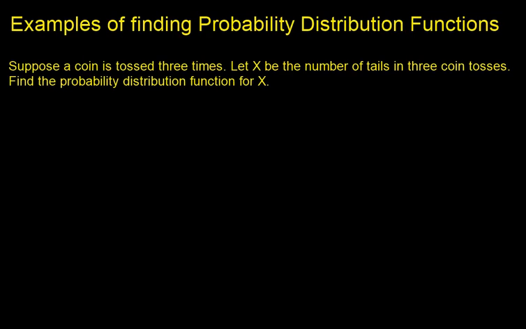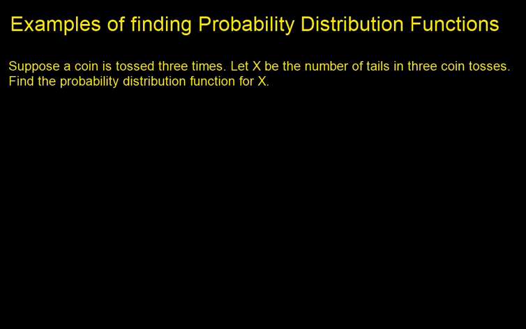In this video, we're going to discuss some examples of finding probability distribution functions. Suppose a coin is tossed 3 times. Let x be the number of tails in 3 coin tosses. Find the probability function for x.